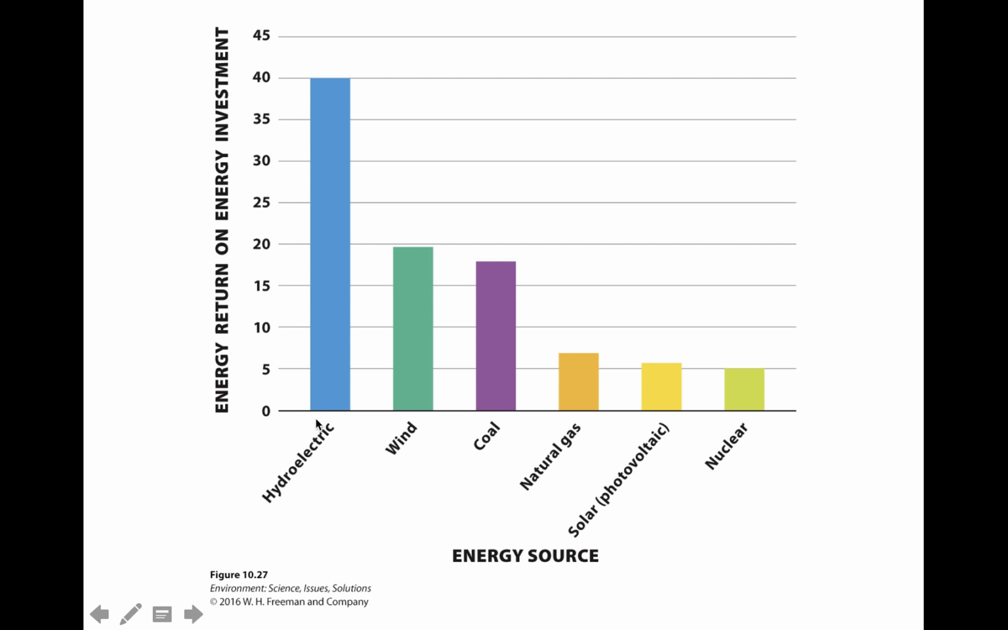The next graph here is figure 10.27 from your book as well. This is energy return on energy investment. So for how much energy you put in to being able to use this primary energy source, how much energy are we actually getting back out of it in the form of electricity? So you can see that hydroelectric, which is usually associated with dams, gives us a good return on our energy investment, because here you basically just have the flow of water already flowing down a stream, and we're trying to harness that to generate electricity.